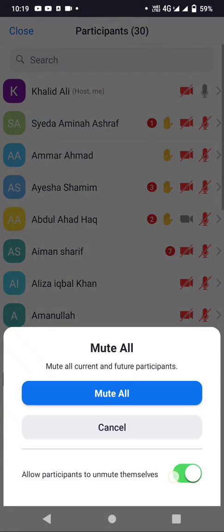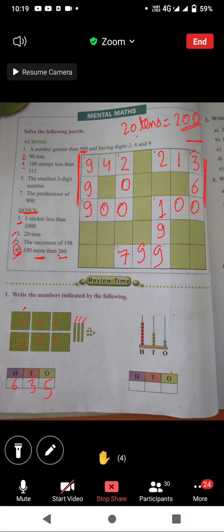Yes, Nadia. Question number 8. What is 75% of 100 marks? Yes, students. Suppose that you have got 75% marks in maths. So what is the total number of marks?